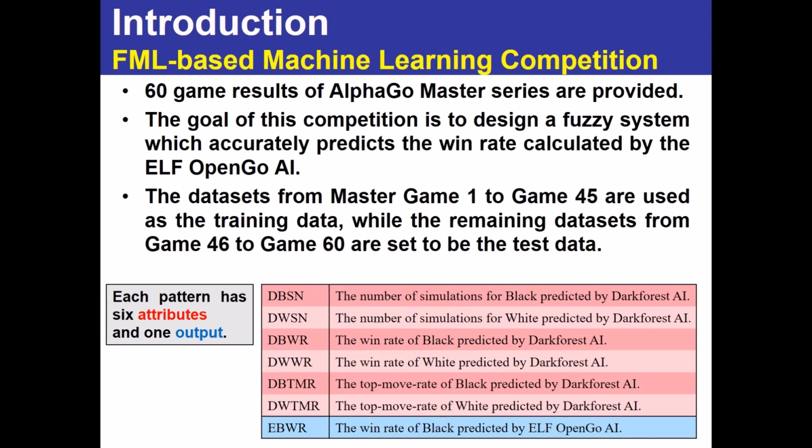In the FML-based machine learning competition, 60 game results of the AlphaGo Master Series are provided. The goal is to design a good fuzzy inference system which predicts the win rate calculated by the ELF OpenGo AI. 60 games are divided into 45 games for training and 15 games for testing. Each game data includes patterns composed of 6 attributes and 1 output.